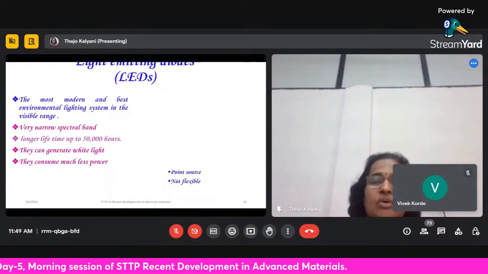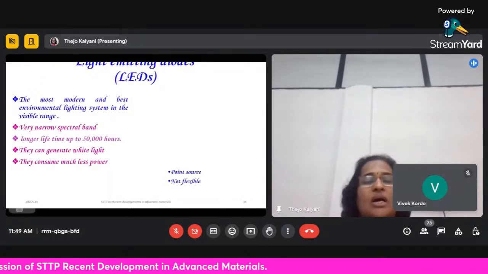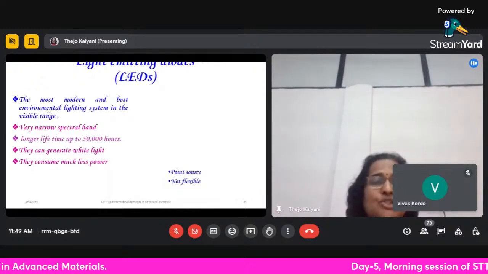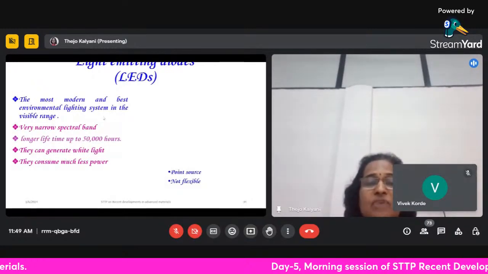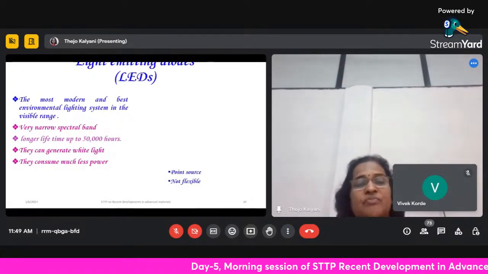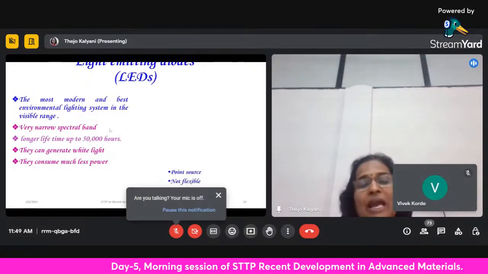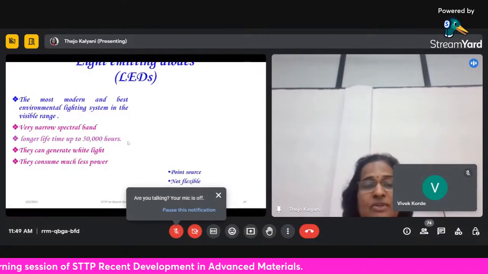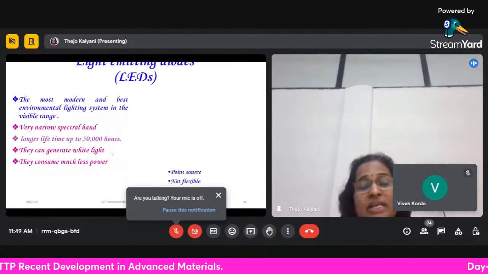So now let us talk about the limitations of these LEDs. But before that, as you know, this is the most modern and best environmental lighting system in the visible range. They have a very narrow spectral bandwidth, the lifetime is around 50,000 hours, and they're capable of generating white light.